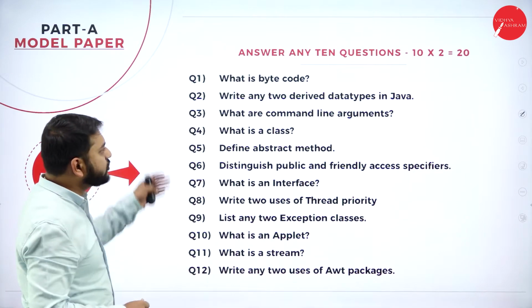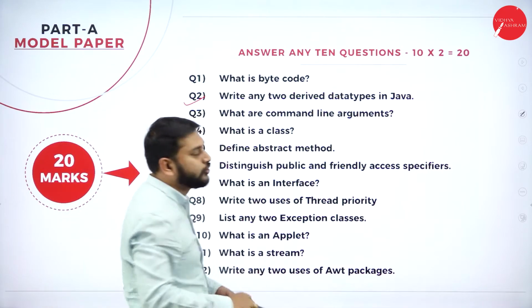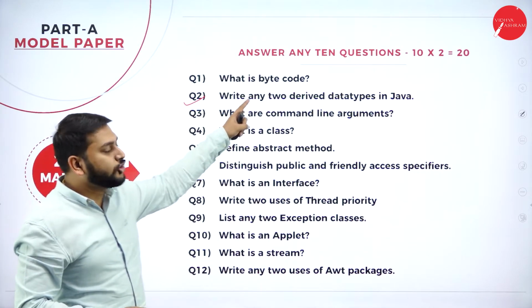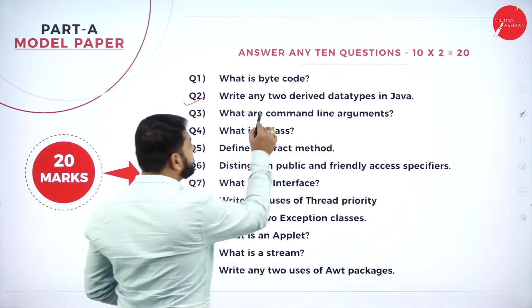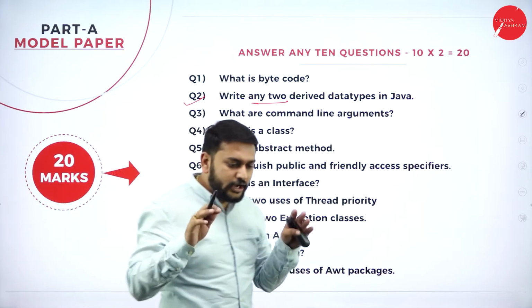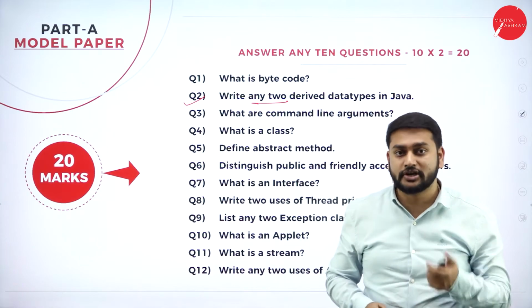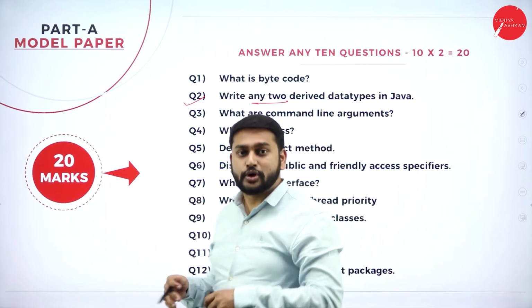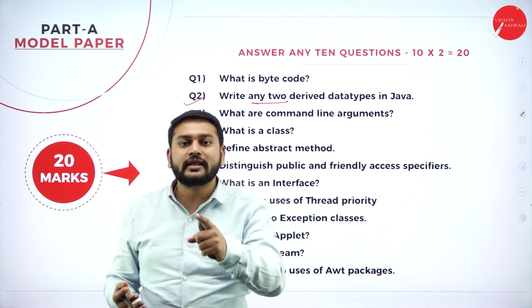Fine. The next one, let me give you one more example with respect to question number 2. Guys, write any 2 derived data types in Java. Here they are specifying that you just have to write only 2. You have to explain only 2 derived data types. That's the most important thing you need to understand. Sir, here should I write 4 points? It's not required. They are asking directly only 2.